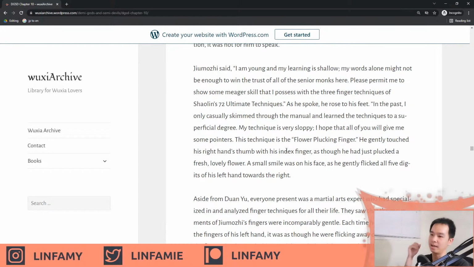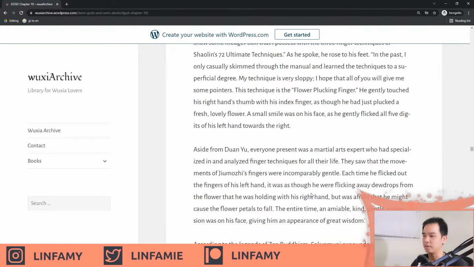He gently touched his right hand's thumb with his index finger, as though he had just plucked a fresh, lovely flower. A small smile was on his face as he gently flicked all 5 digits of his left hand towards the right. Aside from Duan Yu, everyone present was a martial arts expert who had specialized in and analyzed finger techniques for all their lives. They saw that the movements of Jiumozi's fingers were incomparably gentle. Each time he flicked out the fingers of his left hand, it was as though he were flicking away dewdrops from the flower that he was holding with his right hand.